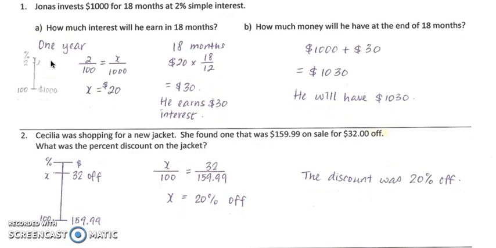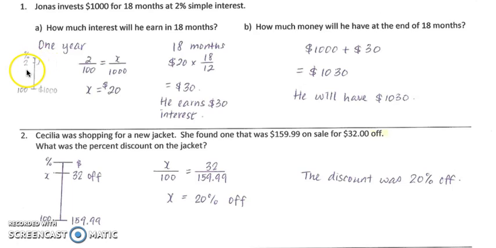Number 1. Jonas invests $1,000 for 18 months at 2% interest rate. A. How much interest will he earn in 18 months? In class, we talked about 2% interest rate is for 1 year. So let's calculate how much interest he will be earning in 1 year first.